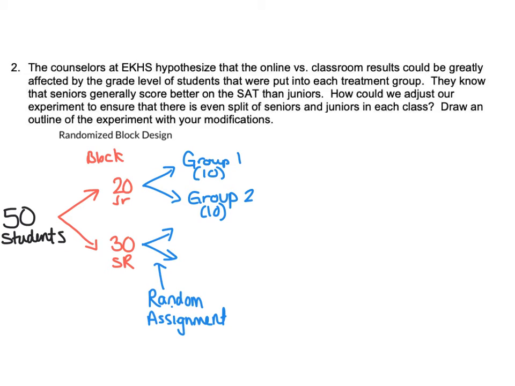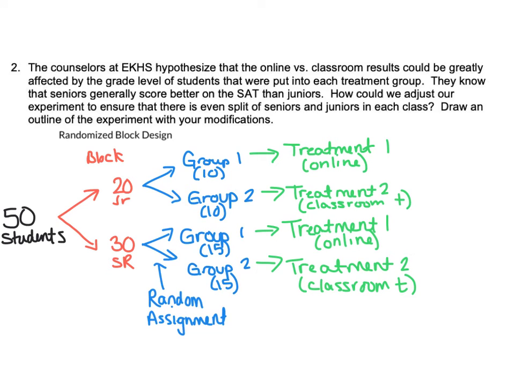I would generate random numbers for my seniors as well, and split these into 2 groups. So I'll just call this group 1, and this would have 15 students, and my group 2 is going to have 15 students. And from here, they each get a treatment. My group 1s are going to get treatment 1. Group 2 is going to get treatment 2. After I have them grouped and treatments randomly assigned, I am going to compare, again, the SAT scores.